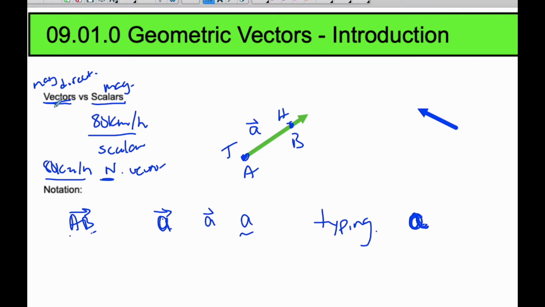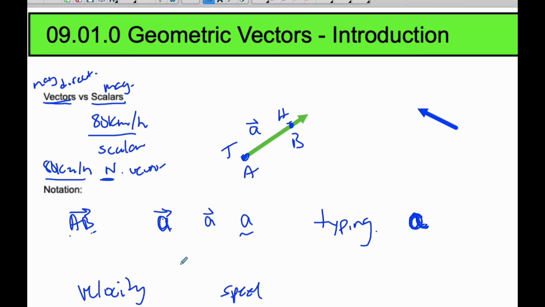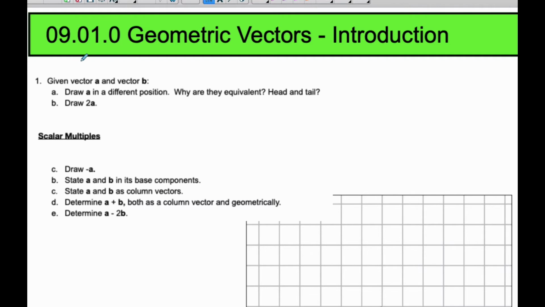So vector versus scalar: velocity is the vector, and the scalar is the speed. Some more vector quantities are acceleration and displacement. Force is a vector quantity, momentum is a vector quantity, and so on. So there's lots of vector quantities. All right, so let's do some more basics here.